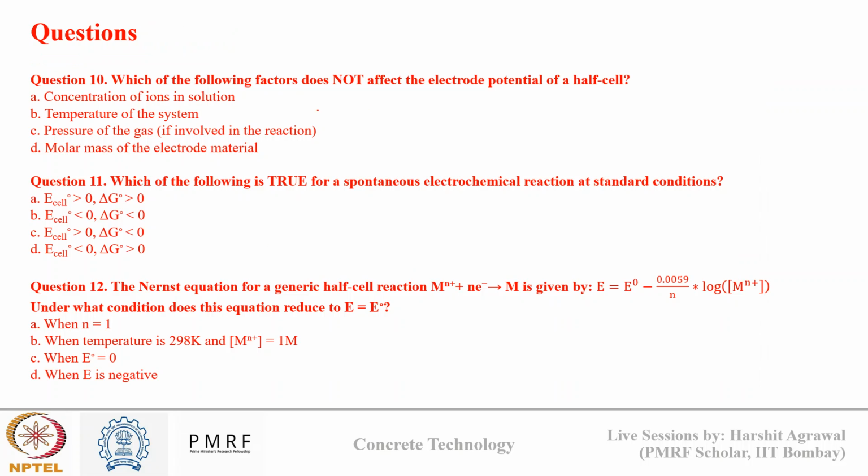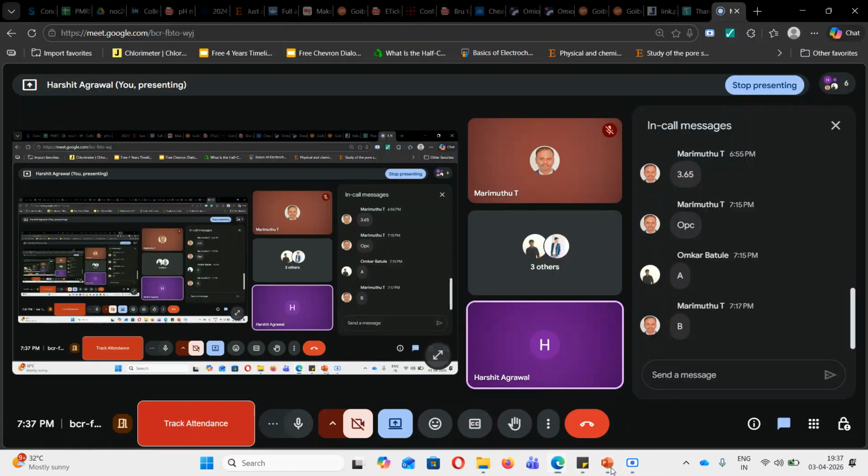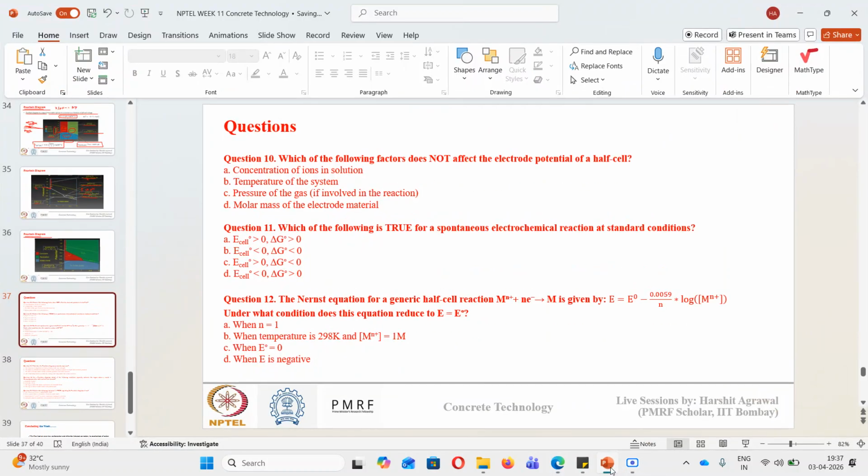Now, based on your understanding about this part, just try to answer this simple question. And if you have any doubt right now regarding the Nernst equation or Pourbaix diagram, you can ask. Please feel free to ask any doubts that you have. The more you ask, the better clarity you will get. If you have no doubt, then try to answer these questions. By answering the questions also, you will get better clarity about the concept.